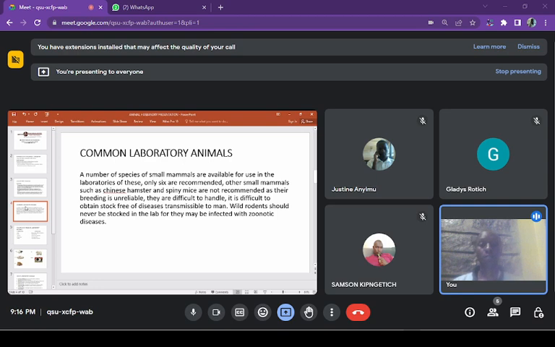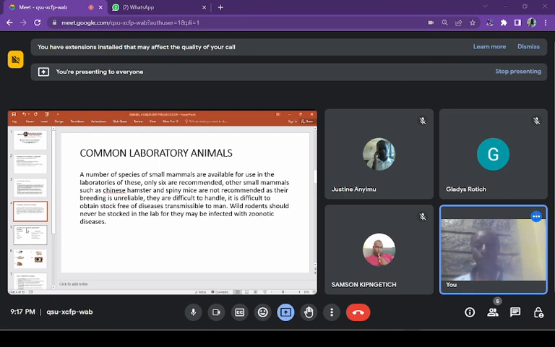So the common laboratory animals, we have examples of those where some of them you know, like the rats, the hamsters, the rabbits, and also the mice. Now when we talk of those animals, remember we have those which we call laboratory animals, and we have those which we call wild animals. So we don't prefer those wild animals. We prefer those which are kept in the laboratory.